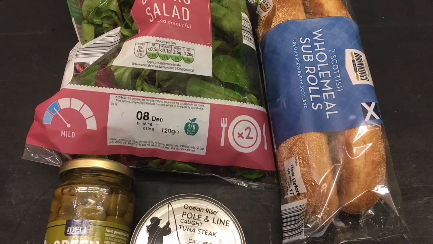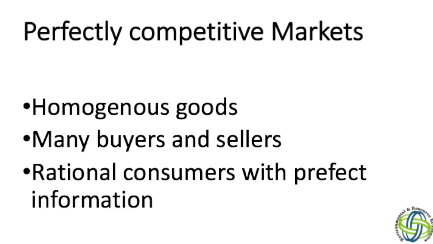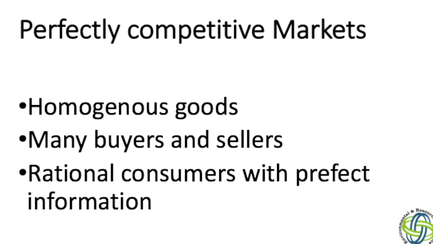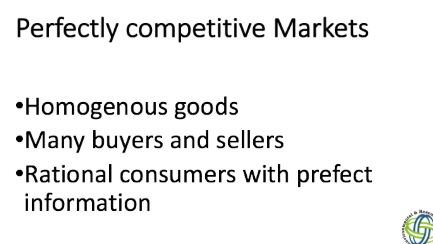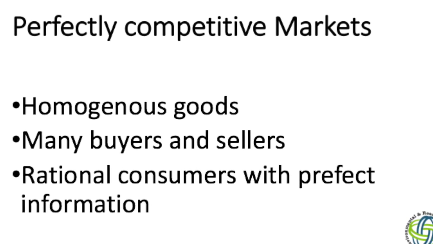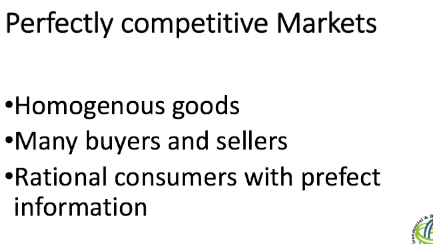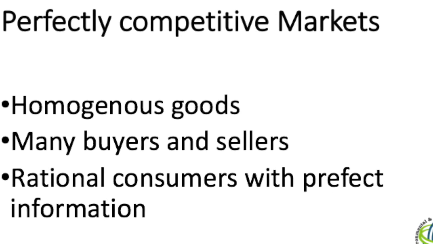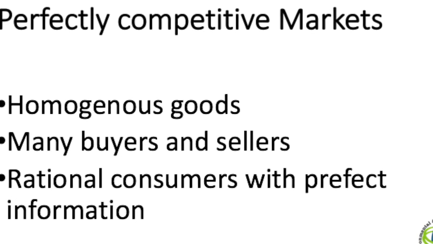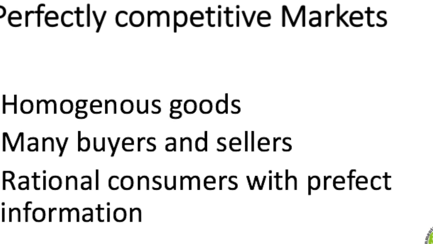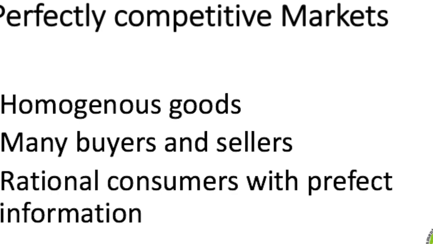Now, the supply and demand model is a simplification, of course it is, and it's based on this idea that you have broadly homogeneous products, you have many buyers and sellers, who have good information, perfect information is the phrase sometimes used, and they are both rational. So buyers and sellers are rational entities.